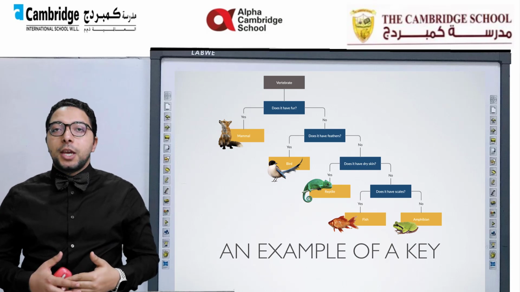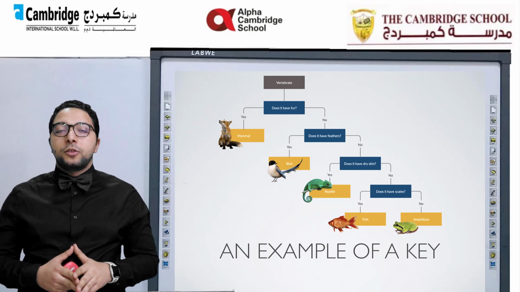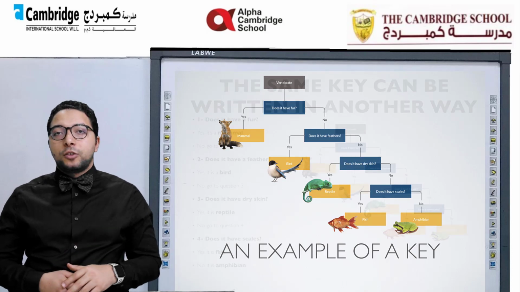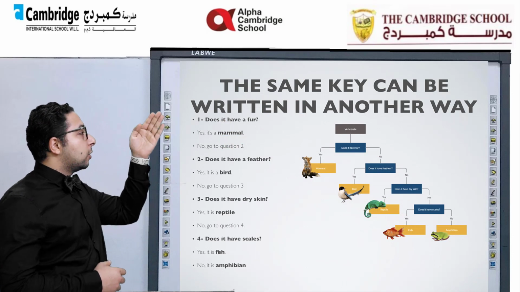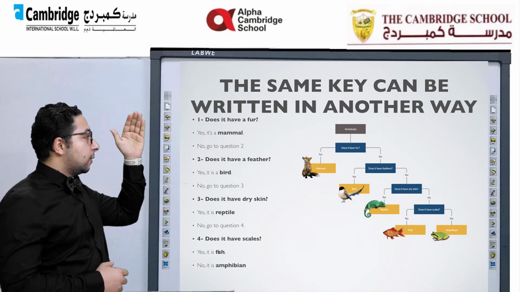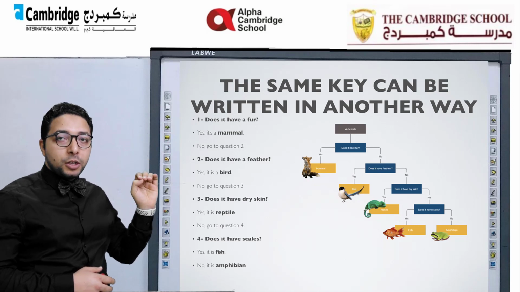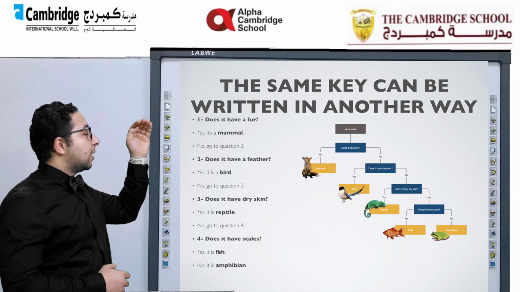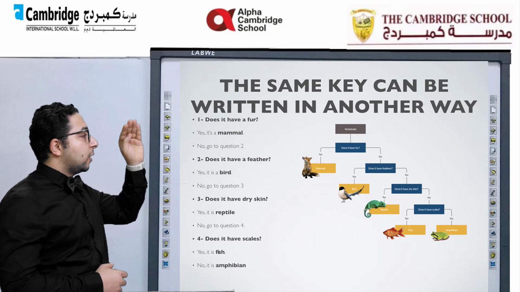But we can find the key in two ways. One way is the diagram that we have discussed together. The second way is by the help of a set of questions. Speaking about the second way, as you can see on the board, here we have the set of questions which is describing the same key that we have discussed earlier. So the first question is coming on top. Does it have fur? Yes, it's a mammal. If no, then we need to go to the second question.